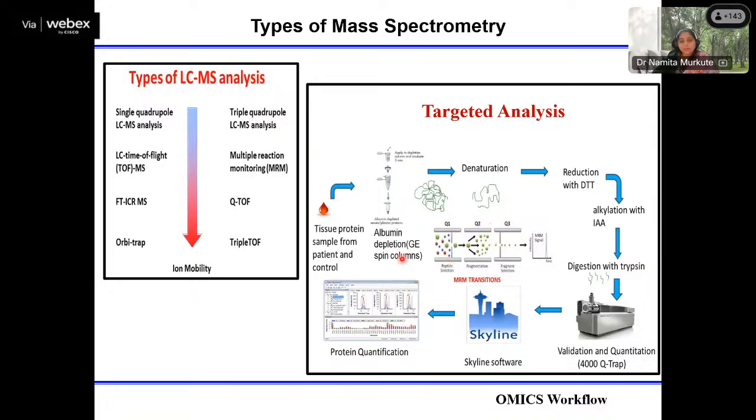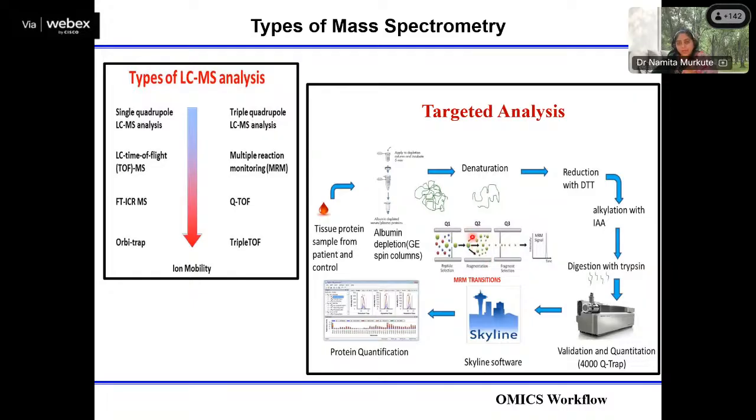Q3. In this, when you enter the sample in the quadrupole, the peptide selection is done. Meaning, if you want a particular peptide to be identified, you say to the machine that I want only this peptide sequence to be identified. So the machine allows only that particular peptide to enter Q1, quadrupole 1. Then in quadrupole 2, this peptide enters and gets fragmented.